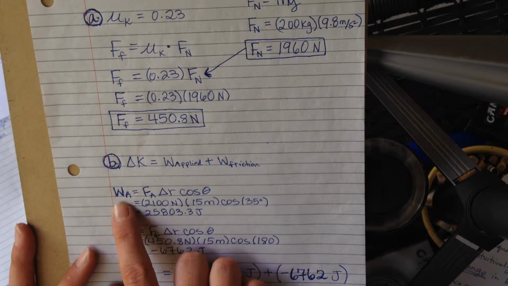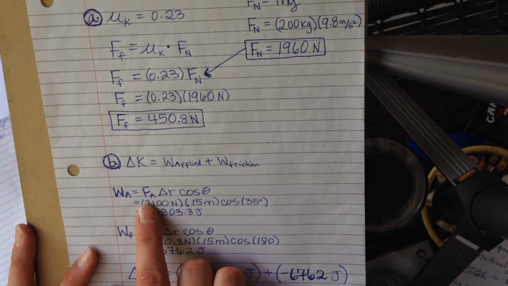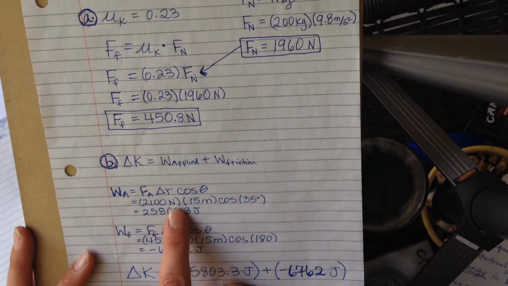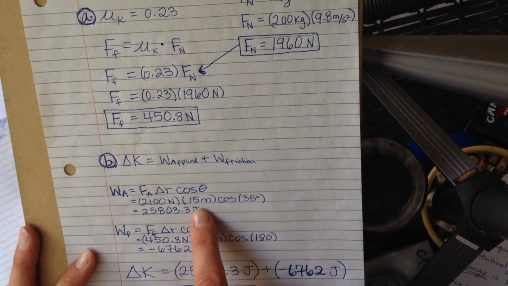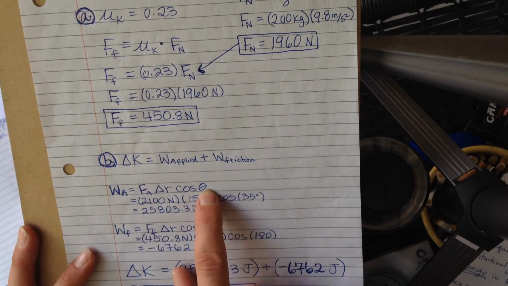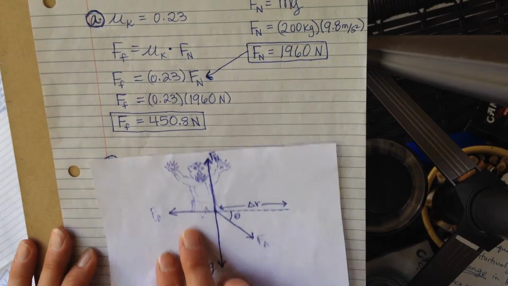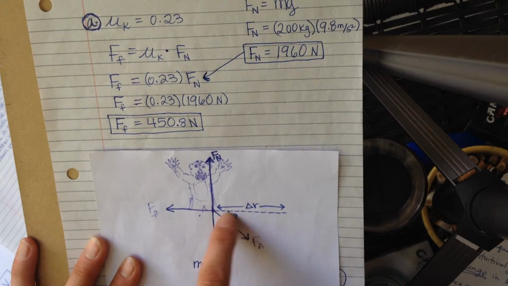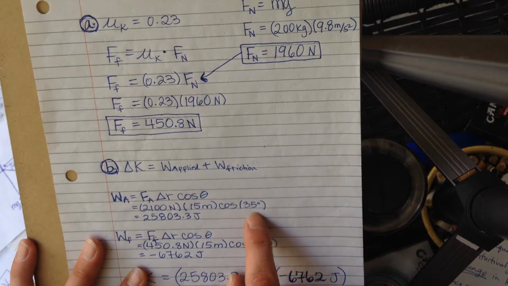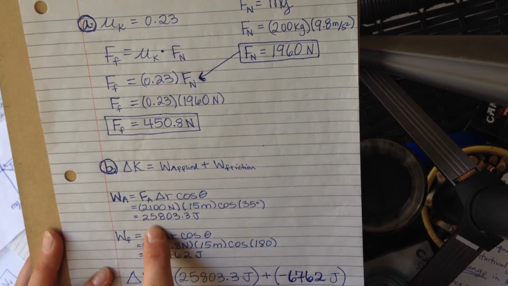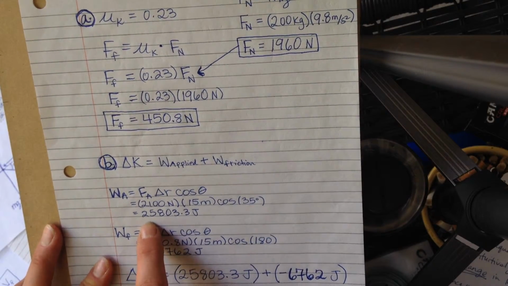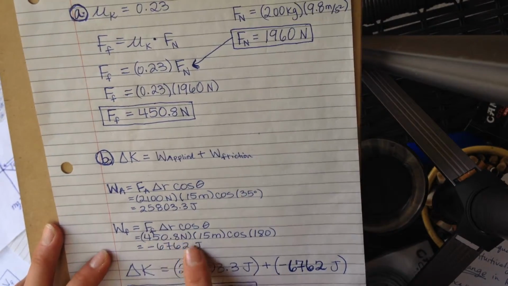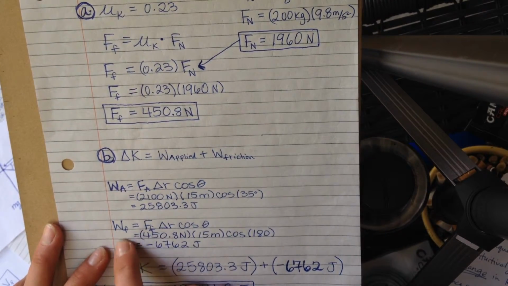And so our work applied equation is going to be the force applied, which we know is Blake pushes the bear with 2,100 newtons, times the distance he pushes, which is 15 meters, times cosine of the angle, and it's the angle from the horizontal. So if this is our applied force, then it's the angle right here to the horizontal. So it's going to be cosine 35, because that was our angle. And it comes out to about 25,803.3 joules.